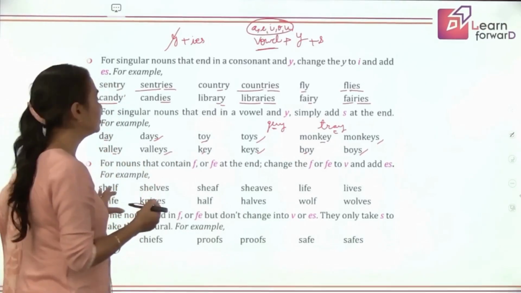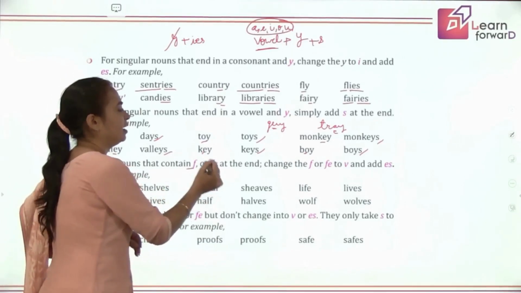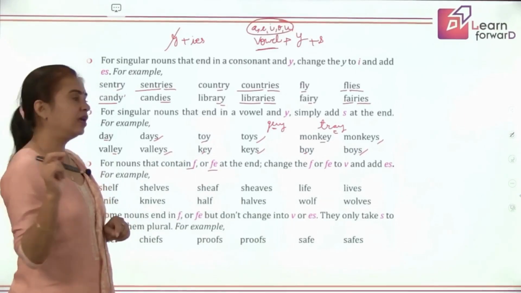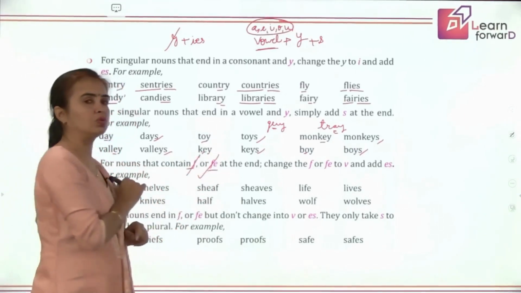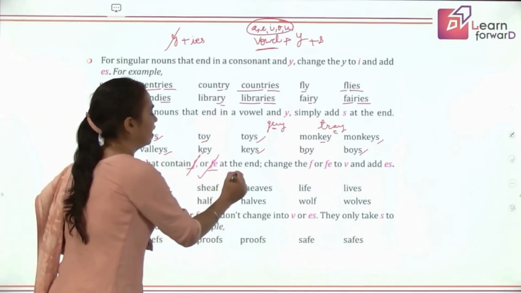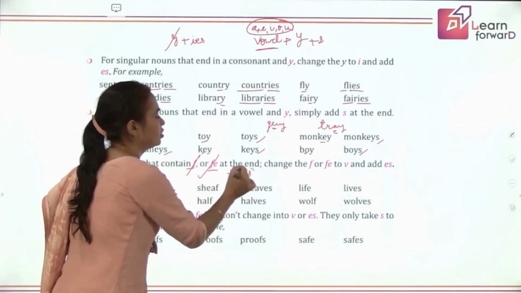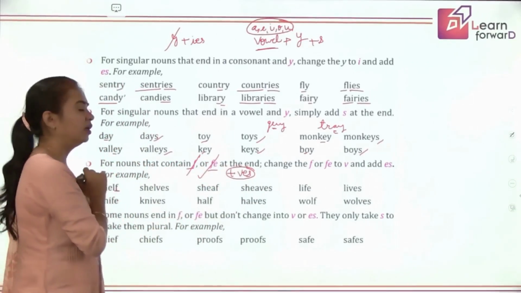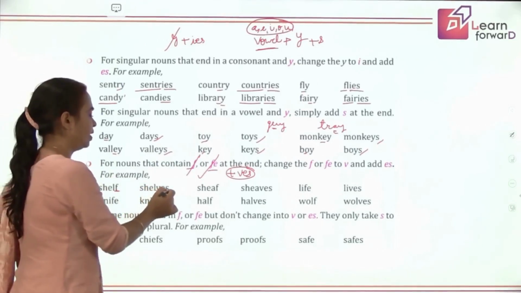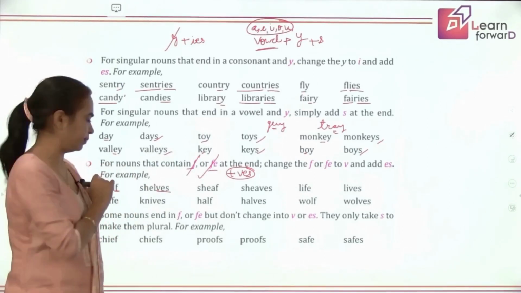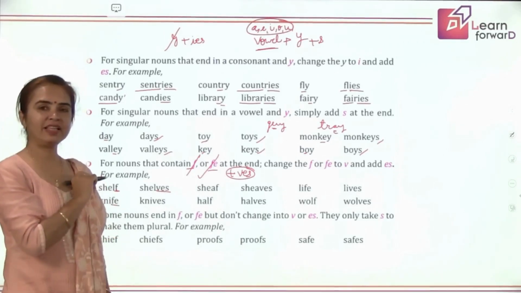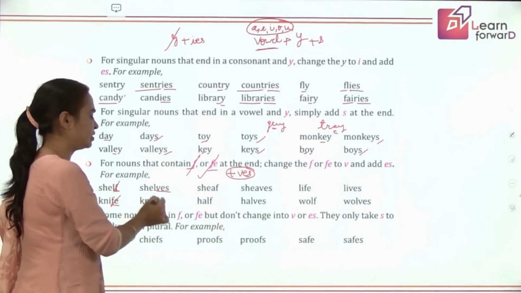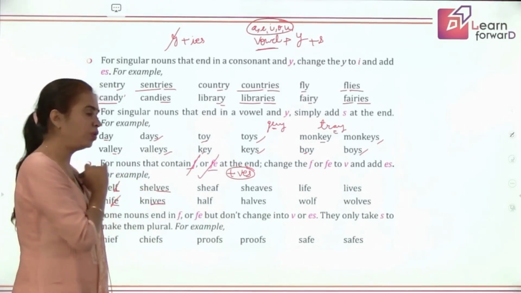Let's move to next for the F and FE ending words. If the singular noun has F or FE at the end, again you will drop them out like Y. And you will add VES to make plural. For example, shelf, F. So you make shel, VES, shelves. Knife, you have FE at the end. So you drop it out. Kni, VES, knives. Get your plural.